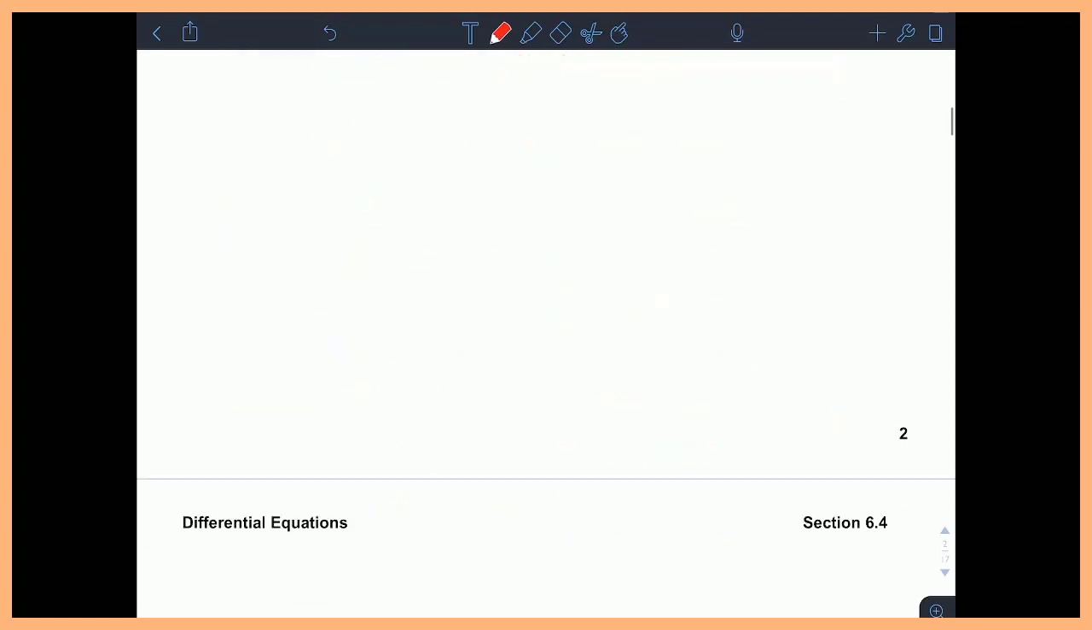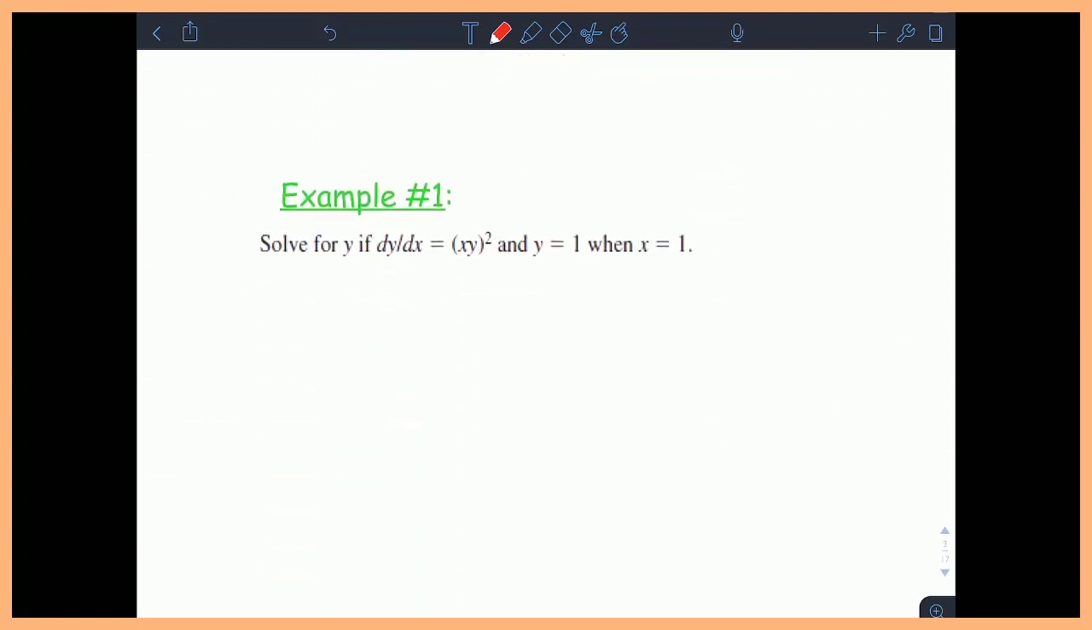Let's try an example. So example 1 says solve for y, the original solution, if dy/dx is (xy) quantity squared and y equals 1 when x equals 1. Okay, so obviously the idea here is to take this differential, and I'm going to rewrite it as x squared y squared, just distributing the exponent. And the goal is to isolate the variables and integrate it.